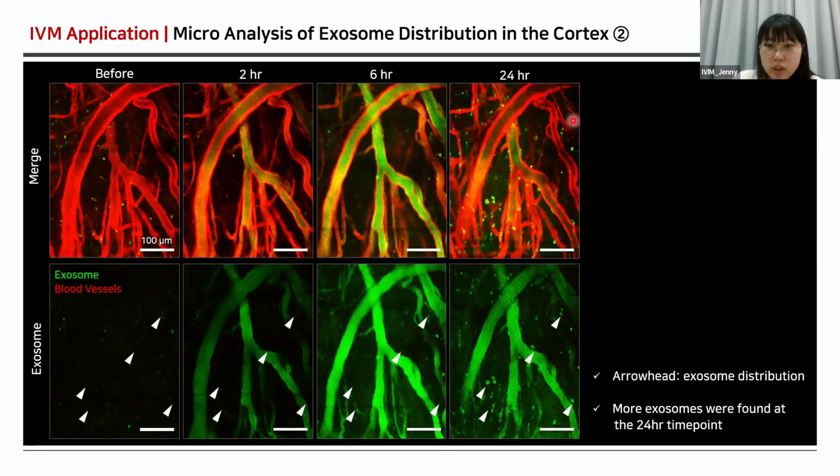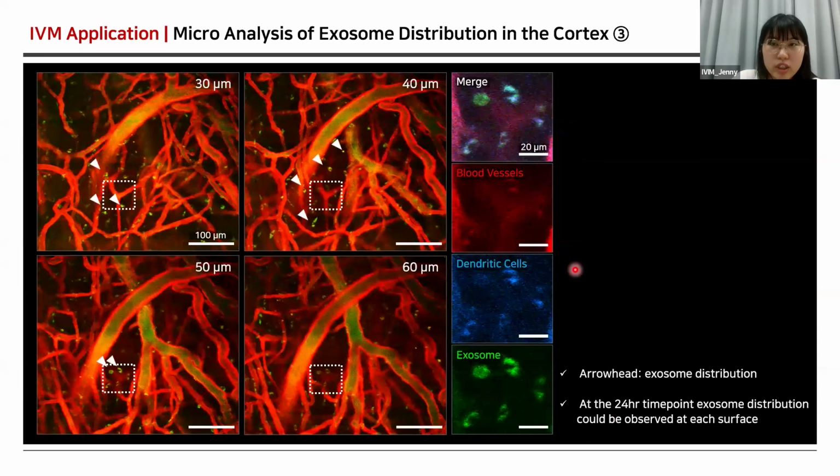By 24 hours, we observed clear diffusion and penetration of exosomes from the cortical blood vessels into the surrounding tissue. And in the areas marked with white arrowheads, you can see that the exosomes have moved from inside the blood vessels to the outside, distributing into the adjacent brain parenchyma. This progression over time provides direct visual evidence of exosome transport and extravasation in the cortex.